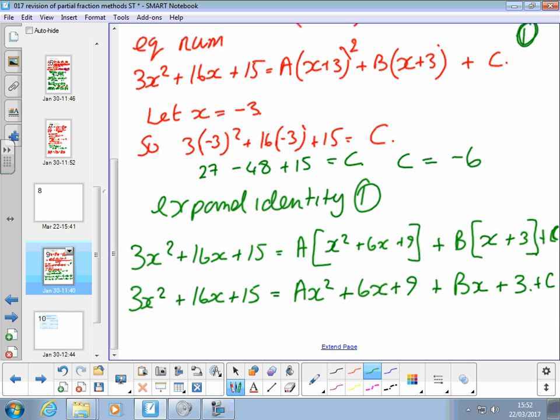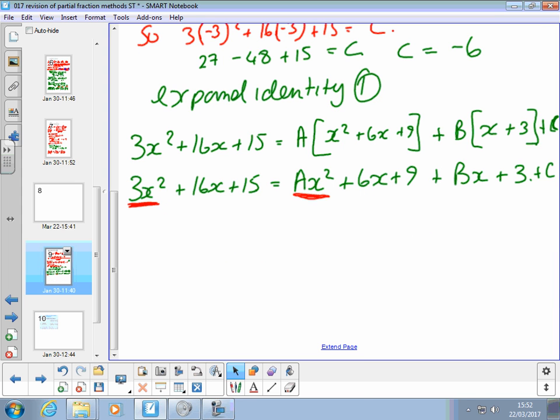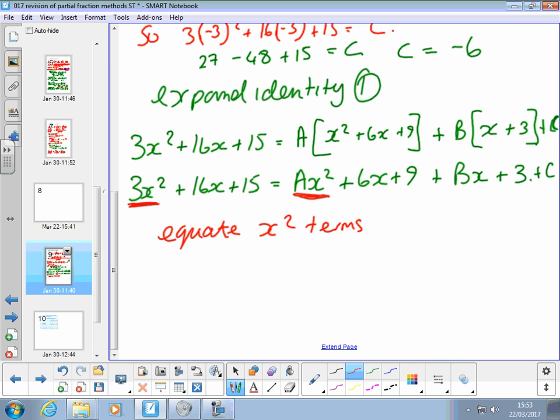Now what we can do is we can equate particular terms of x. We've got on this side 3x squareds, and on that side how many x squareds have we got? A x squareds. Yeah? So we can go equate x squared terms. 3x squared, yep. Therefore A equals 3.